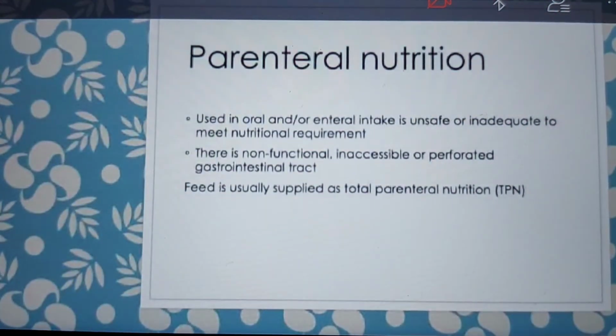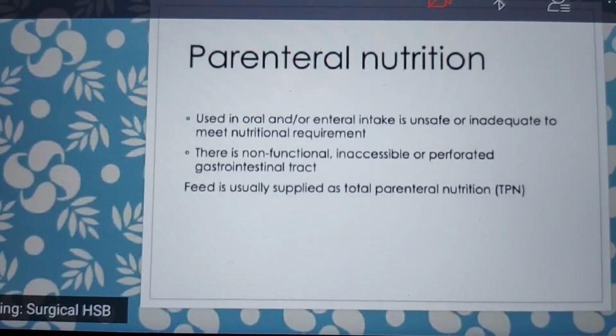Moving on, just now we talked about enteral nutrition. Now it's parenteral nutrition, meaning it's used when oral and/or enteral intake is unsafe or inadequate to meet the nutritional requirement of the patient. There is a non-functional, inaccessible or perforated gastrointestinal tract, and this feeding is usually supplied as total parenteral nutrition, or TPN.